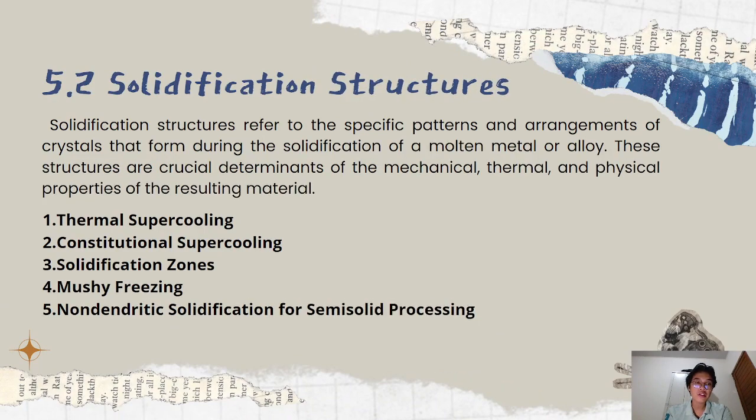5.2 is solidification structure. Solidification structure refers to the specific patterns and arrangement of the crystals that form during the solidification of a molten metal or alloy. The structures are crucial determinants of the mechanical, thermal, and physical properties of the resulting material. Number one is thermal supercooling, two constitutional supercooling, three solidification zones, four multi-freezing, five non-dendritic solidification for semi-solid processing.